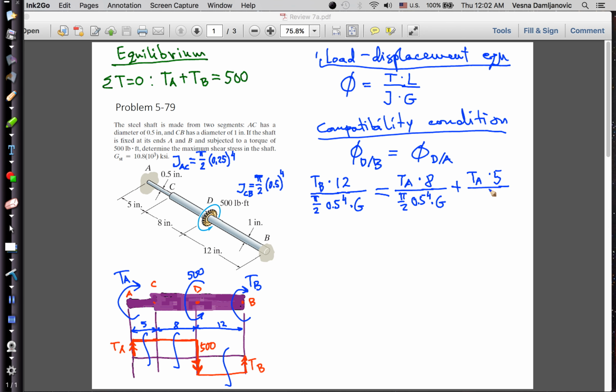And so now I'm going to use, let me see which pen, maybe I will use an orange pen to highlight when you solve this equation and that equation. Two equations, two unknowns, you get what? You get that TA is equal to 60 pound-foot and that TB is equal to 440 pound-foot.